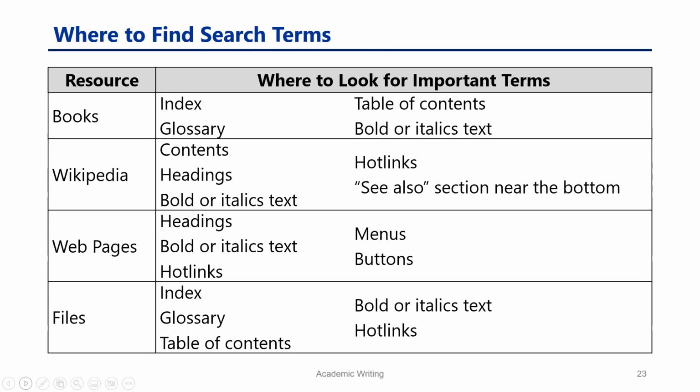Earlier in the course, we looked at an example article out of the Wikipedia. These articles have many parts, and you can find search terms in the contents area, the headings area, in bold or italics text in the article, in hot links, in blue in the article, and also in a See Also section near the bottom of the article.